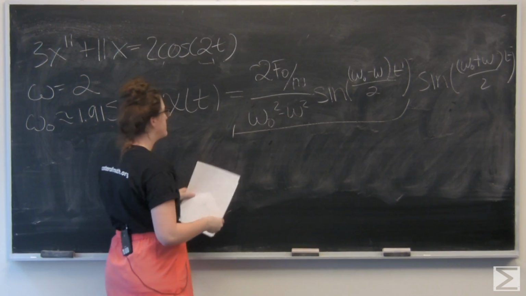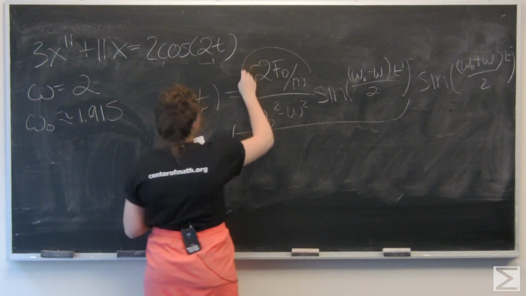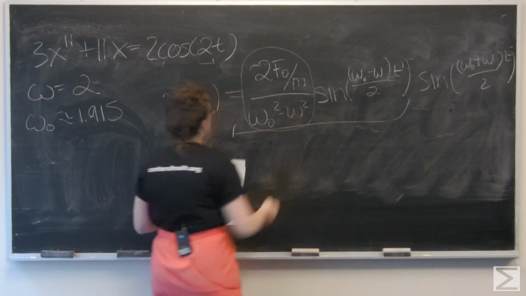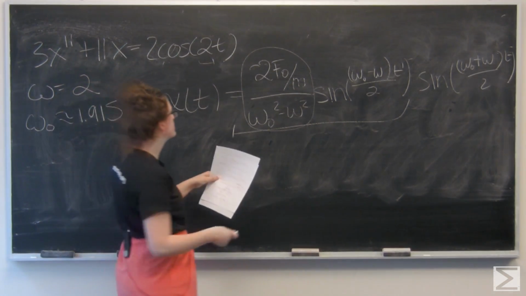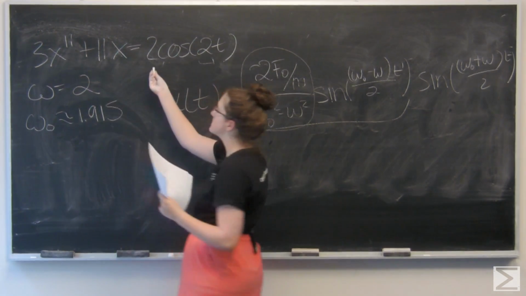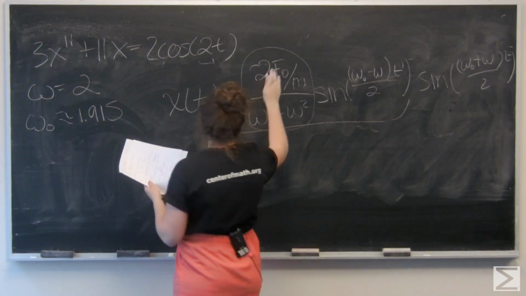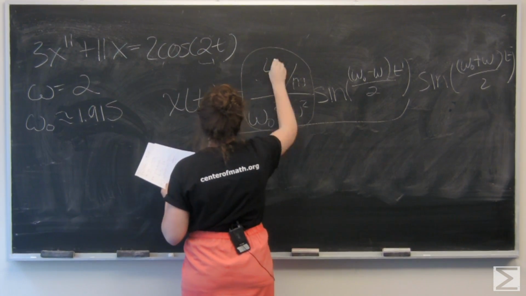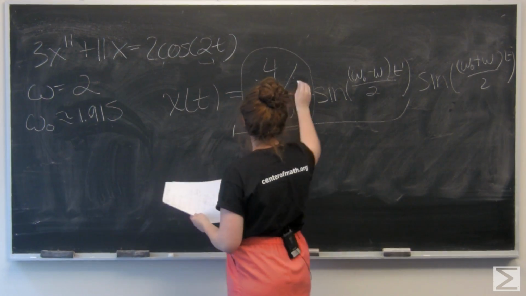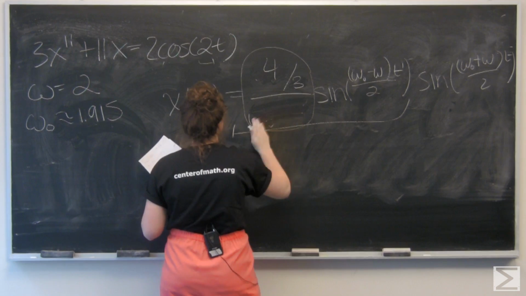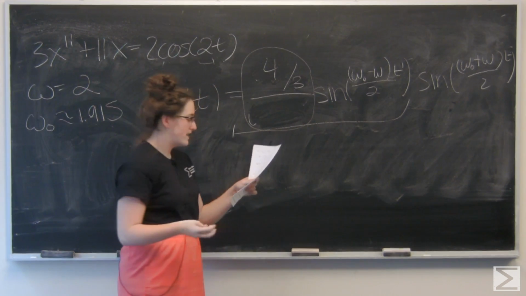So to find the amplitude, I'm going to focus on this portion here. And I can identify all of these things from the given equation. So f naught is going to be 2, because that's the coefficient of that cosine there. So this is going to be 4 over mass, which I can identify as 3, over omega naught squared minus omega squared.